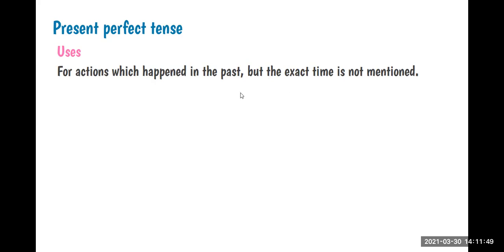So this is one of the uses. So for example, I have already cooked in the microwave oven. As you can see in this sentence, we are not mentioning when this happened. Okay, we are just telling that something happened in the past, but not when. Okay, this is one of the uses.